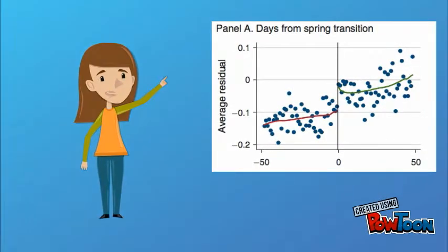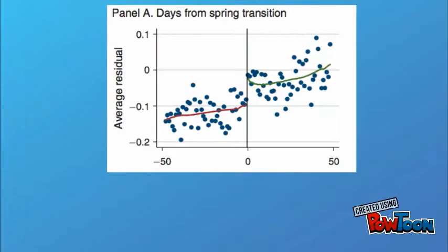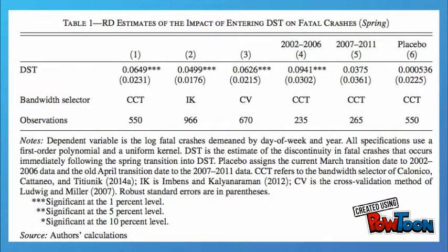Panel A of Table 4 shows a distinct break in the trend line during the spring transition period. The vertical line in this figure indicates the start date of DST, and the shift of the trend line to a higher point shows that DST does in fact have an effect on increased crashes. This is all reinforced by Table 1, which shows that the spring transition into DST is associated with a 6.5% increase in fatal crashes. Next, we focus on the 2 main mechanisms of the transition into DST, light and sleep.